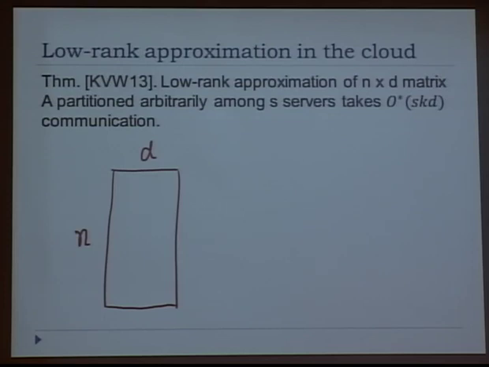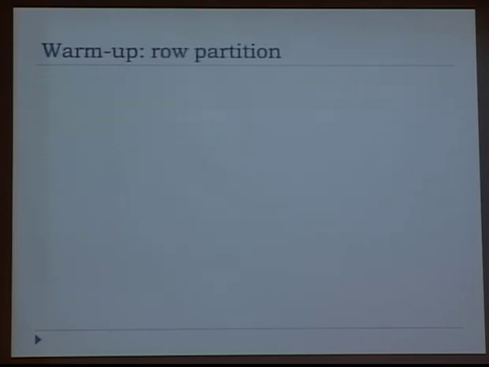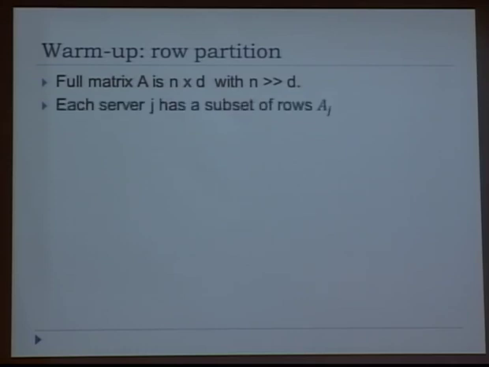I won't quite prove the entire thing, but almost. So to warm up, suppose we actually have a row partition. So each of these AIs, A1, A2, and so on, is a subset of rows. And you'd like to solve the same problem, find A tilde so that they are a good low rank approximation. So then it's easy, right? What you do is, you have a subset of rows, so you compute, think of it as a full matrix, even though you only have a few non-zero rows.